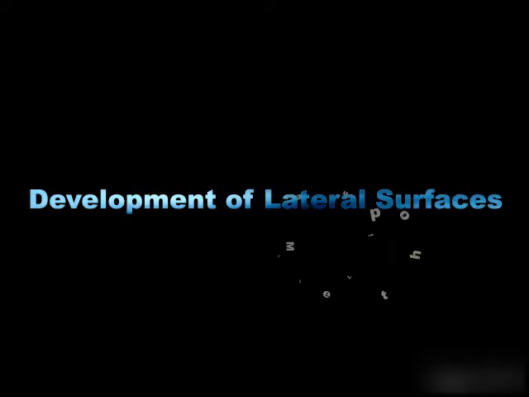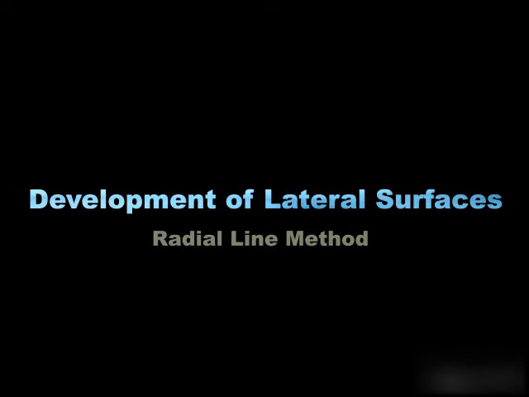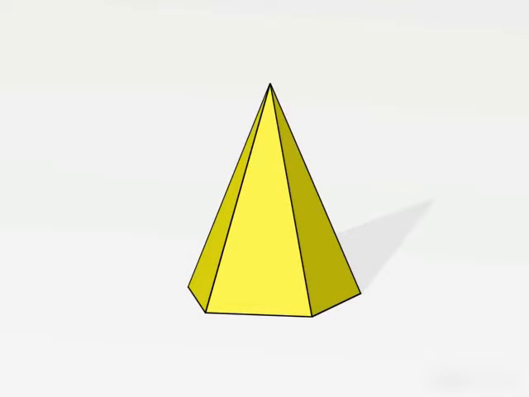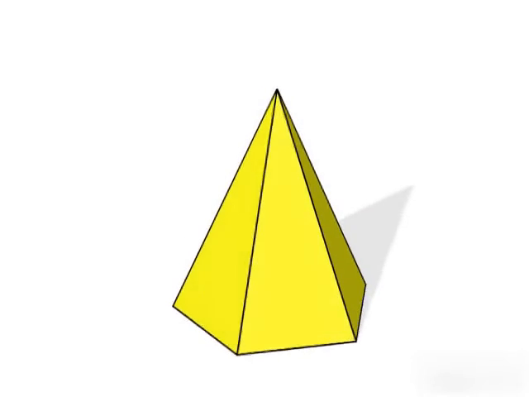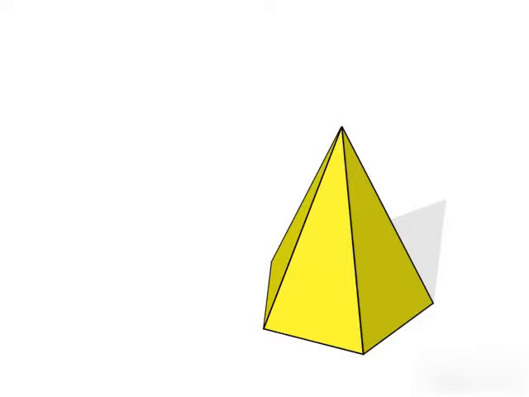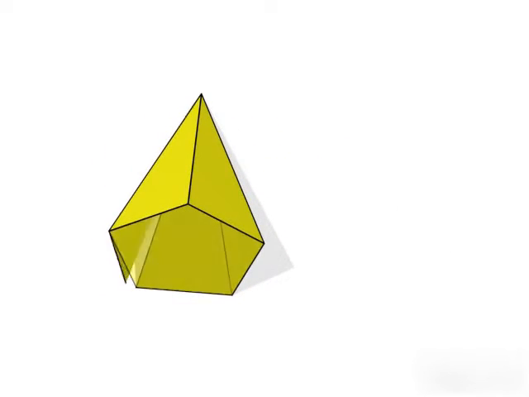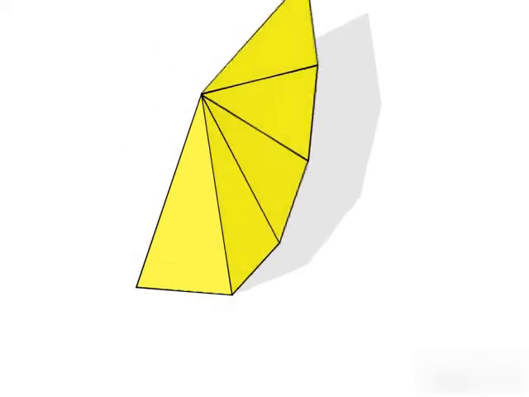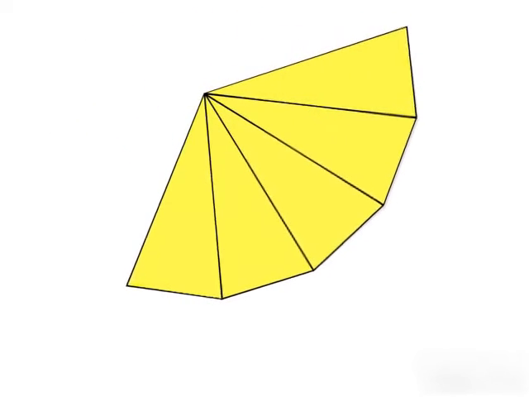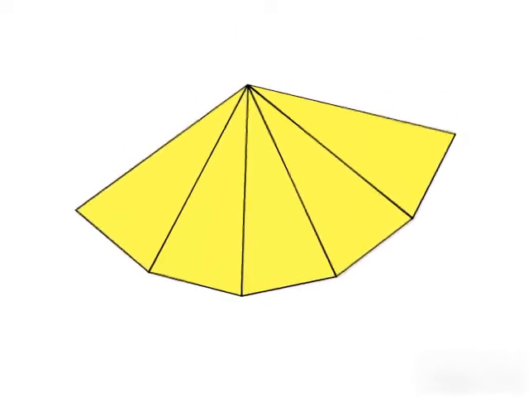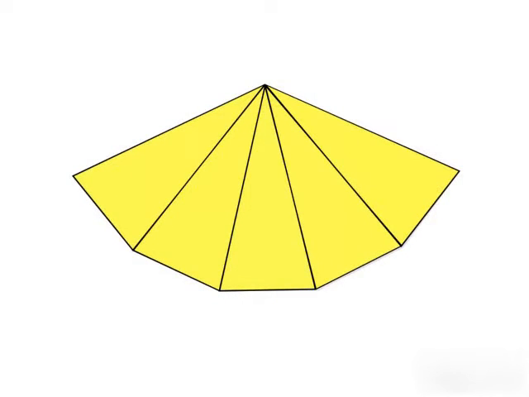We shall now look at the second method of developing surfaces. This is the radial line development method. It is used to get the developments of objects having slant edges like pyramids, cones, etc. Here, the apex of the object is assumed to be hinged and the object is rolled about its axis. The area covered by the lateral surface of the object becomes the development of the object.